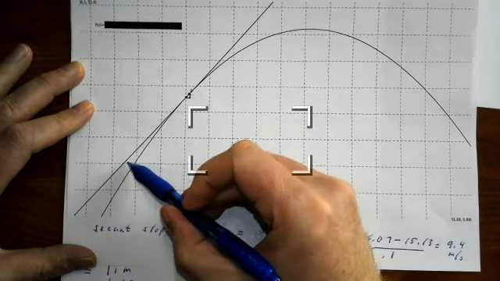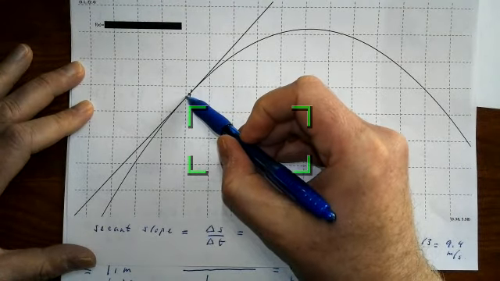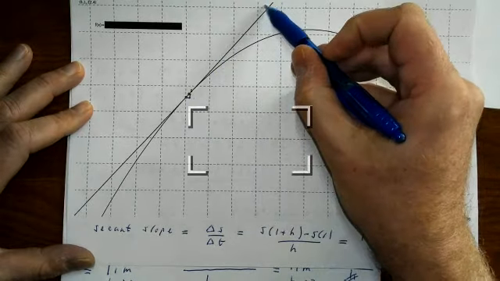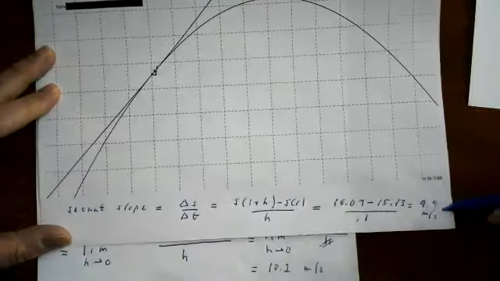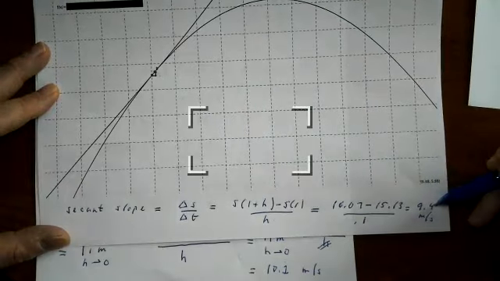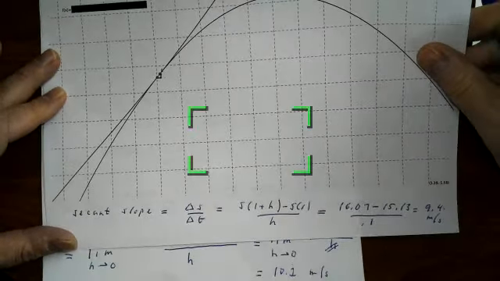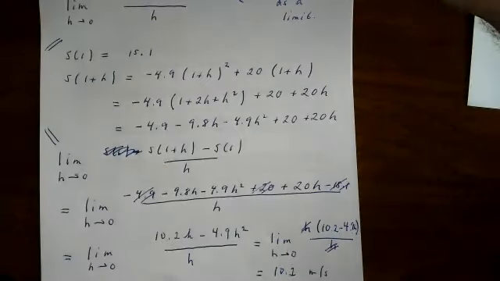That kind of makes sense because if I draw a tangent line, these 2 points were close together, but if I actually draw a tangent line, it's going to have a slightly larger slope than the secant line whose slope was 9.4. So a value of 10.2 is not surprising.